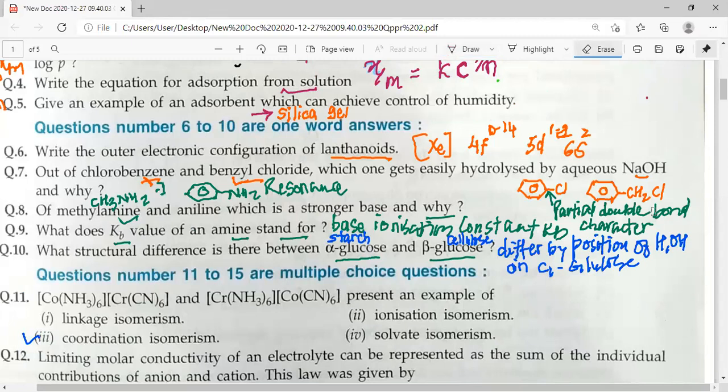So this is how we can answer all these questions. Now if you have any doubt, you can ask me.